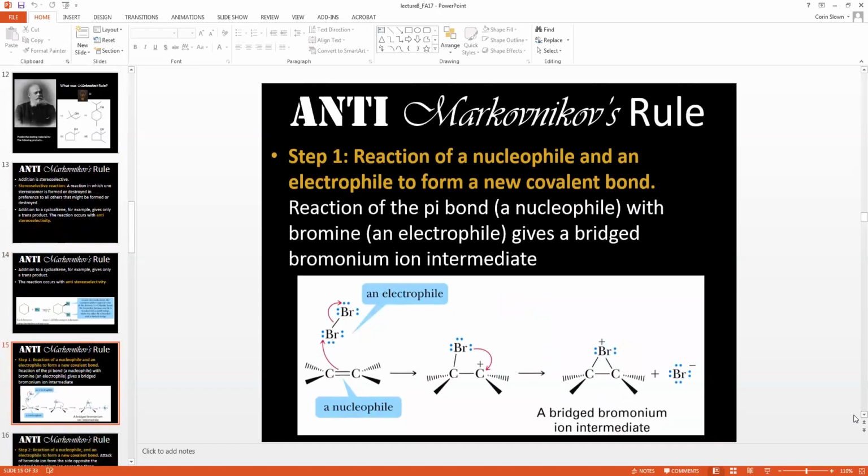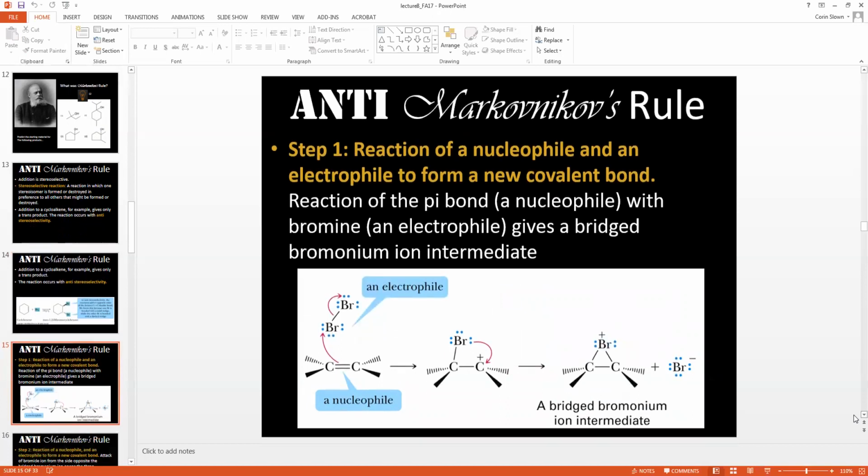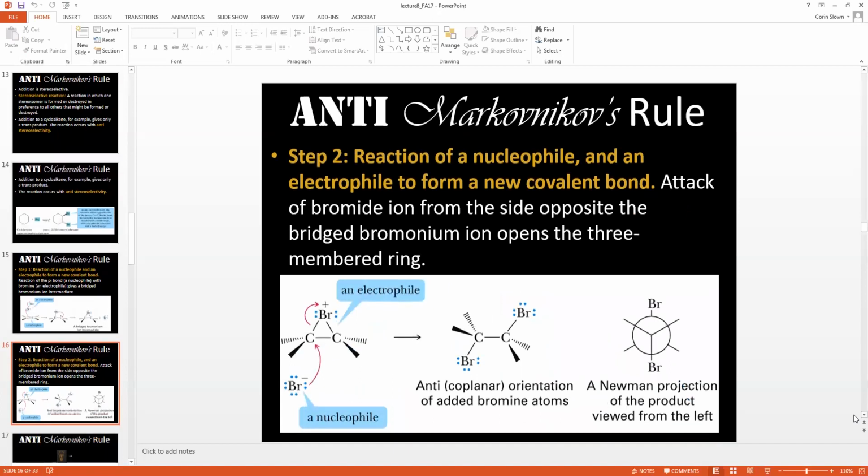So when we're drawing an anti-Markovnikov reaction mechanism, the first step that happens is the reaction of a nucleophile. That's where the pi bond, the double bond, acts as a nucleophile to attack the partial positive charge on the bromine, that's our electrophile, to give a bridged bromonium ion intermediate. Then the bromonium is attacked by the other bromide. So this is an ion, it's a nucleophile, and then bromonium is my electrophile. And they form this beautiful anti or coplanar orientation of the addition of the bromine atoms. Another way to show that is to look at the Newman projection to make sense of that.